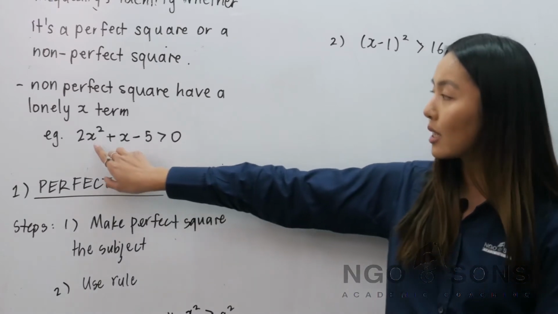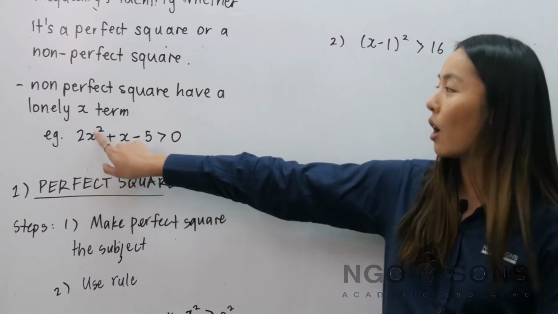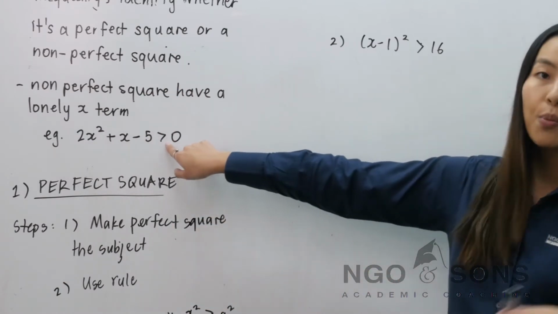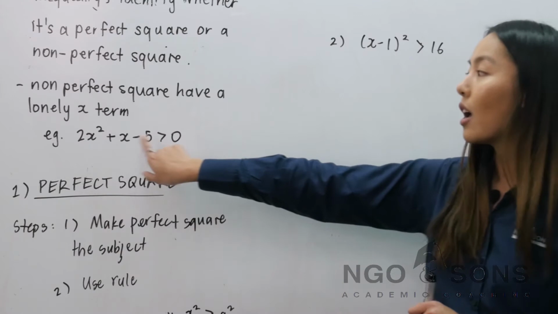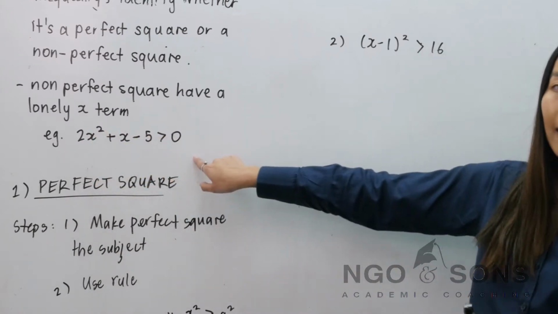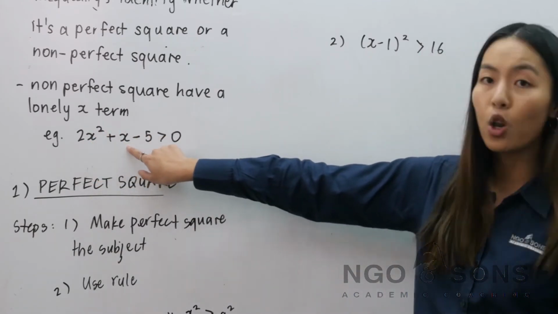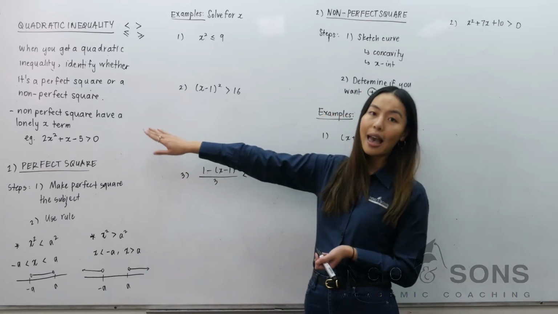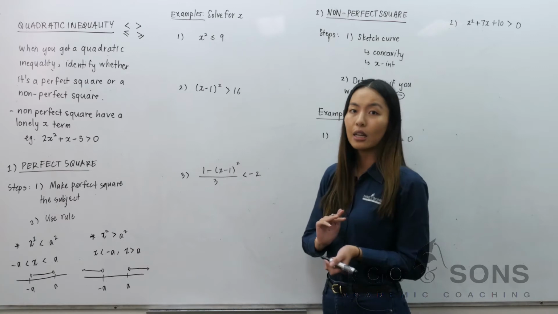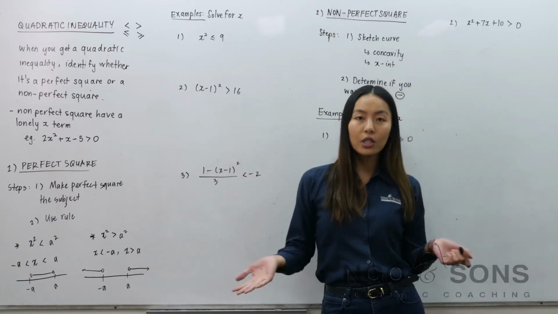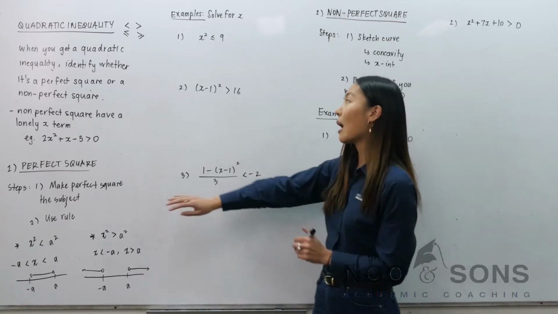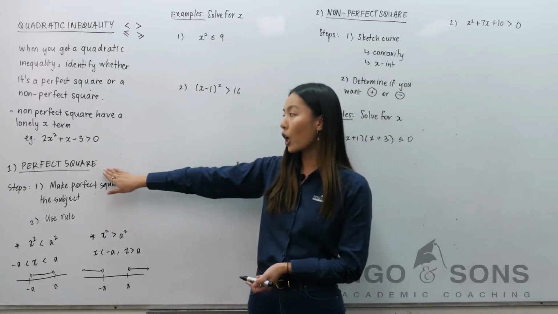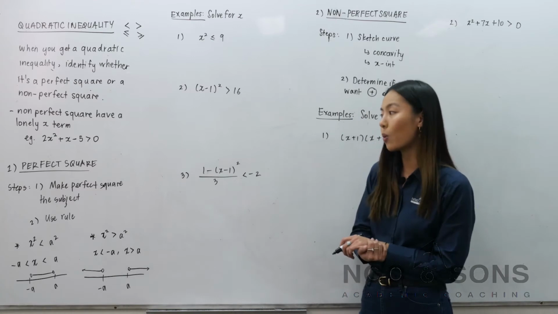What you need to notice in this equation is that the highest power of x is 2, meaning it's a quadratic. We have a greater than symbol, meaning it's an inequality. So we have a quadratic inequality. And we have a lonely x term where the x is to the power of 1. Therefore, it is a non-perfect square quadratic inequality. I'm going to teach you how to solve both of these types. First, we're going to look at a perfect square question.